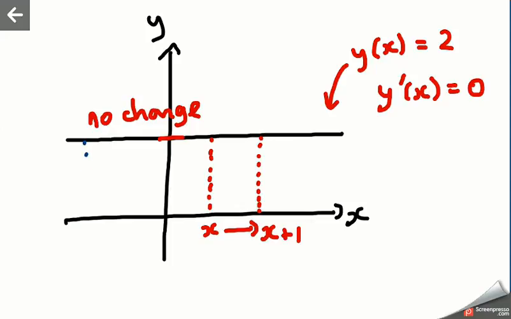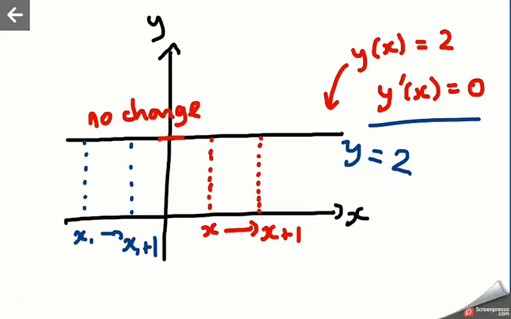Could have been down here. This could be another x, call it x1, and then this is x1 plus 1. It still doesn't change. The y function doesn't change when we increase x by 1, and that's why y prime of x is equal to 0, because the function y is not changing. In fact, this is literally the line y equals 2, and that means y stays at 2, doesn't change at all. And so when we differentiate it, we should get 0.